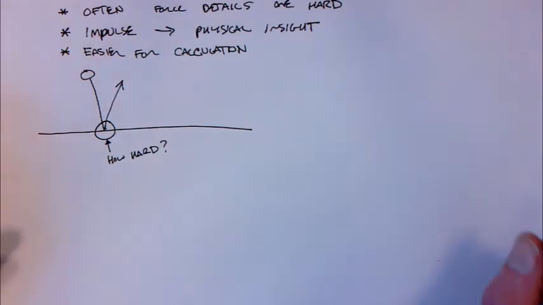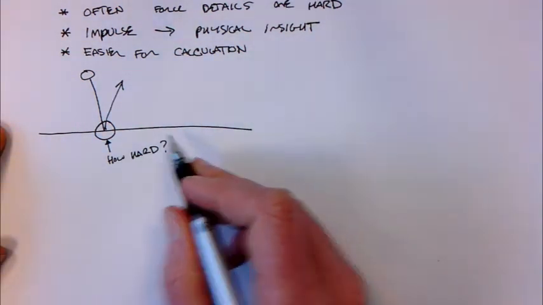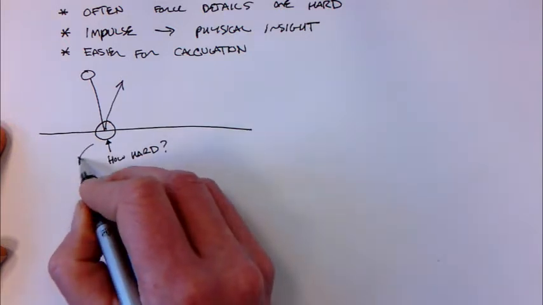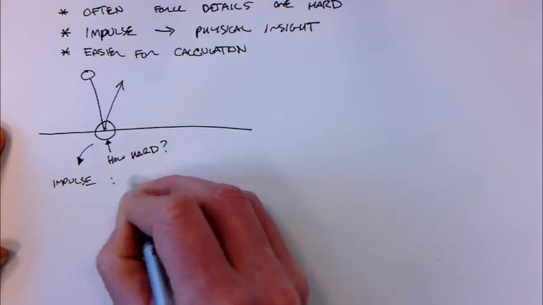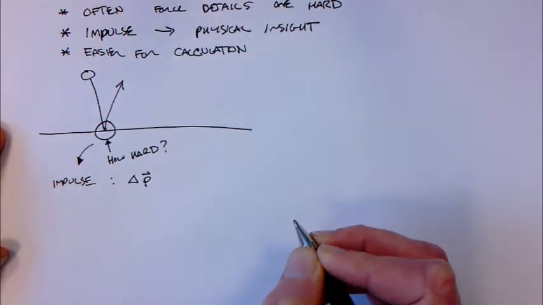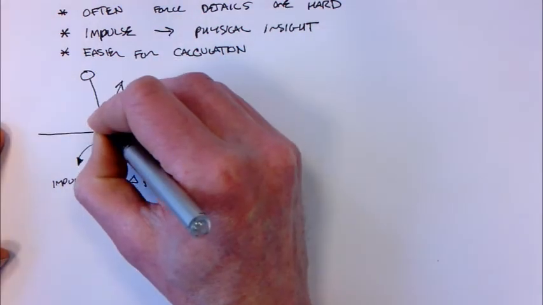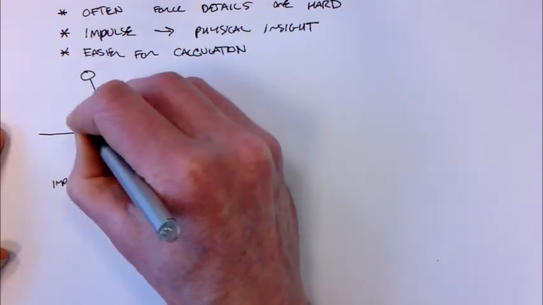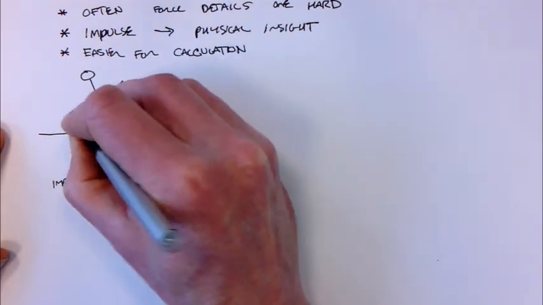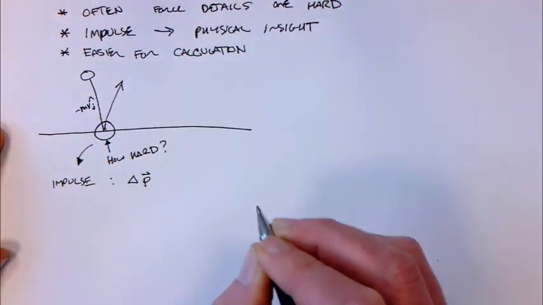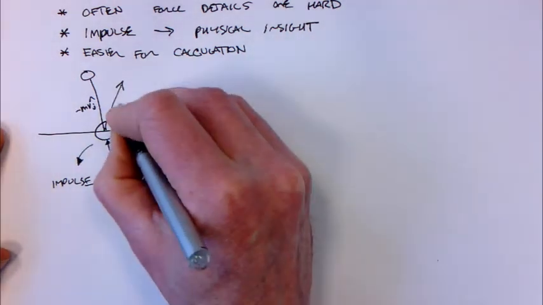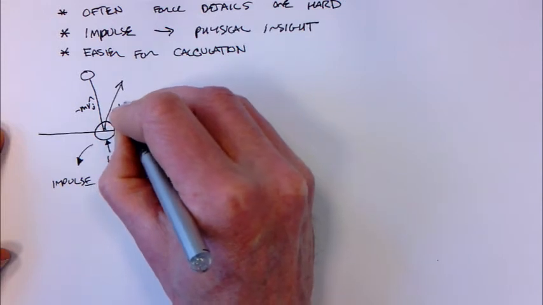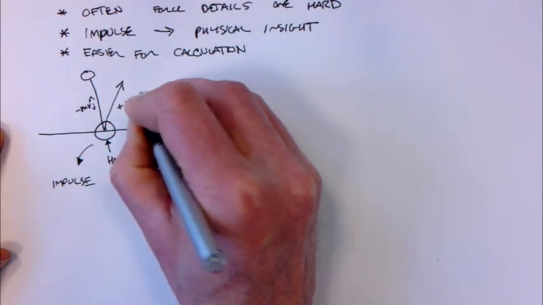So let's think about that. First of all, the idea of impulse is that impulse is the change in the momentum. And so in order to figure out the change in momentum, let's assume that the ball is moving down at some velocity, initially with momentum minus mv j hat, and it bounces, and we'll assume it's a perfect bounce. So it comes back off the floor with plus mv j hat.